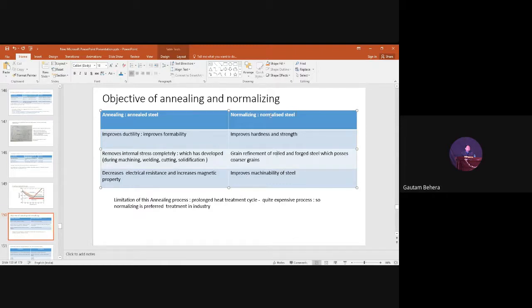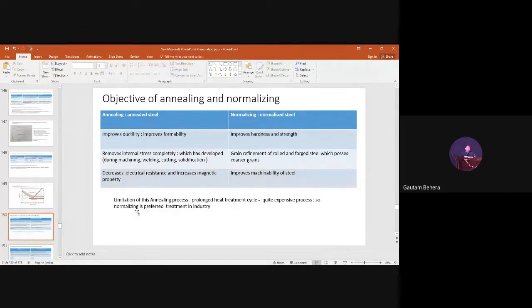So one of the main purposes is grain refinement of rolled and forged steel, which causes coarser grain. If you want to refine the grain size of the rolled and forged steel, you can do normalizing, which is done in industry basically. And it also improves machinability of the steel. Machinability means how easily it can be machined, how easily it can be cut or given some deformation.